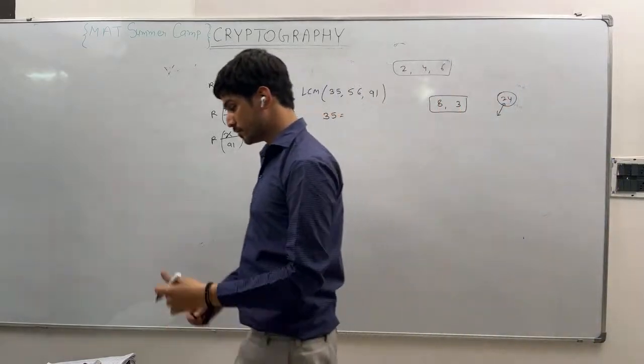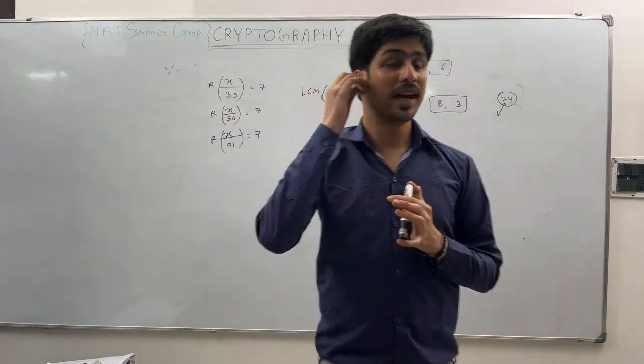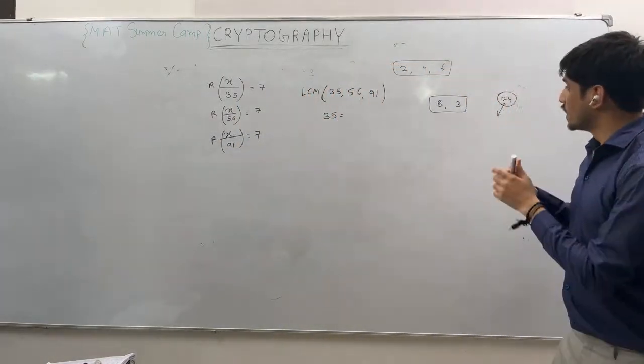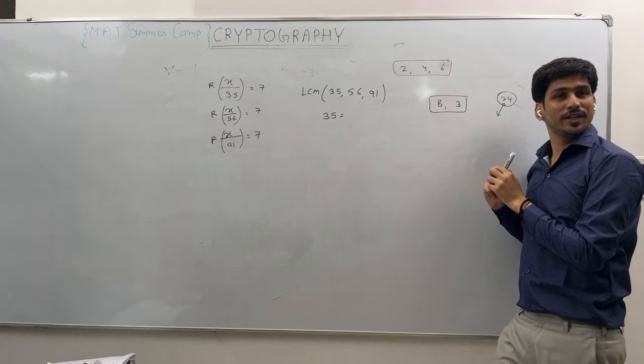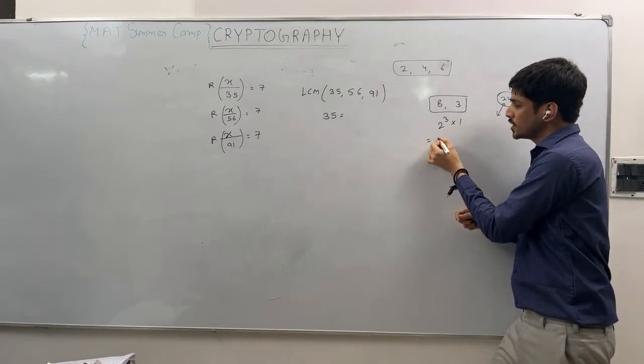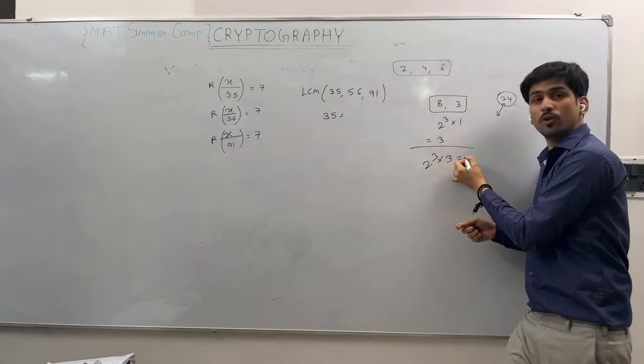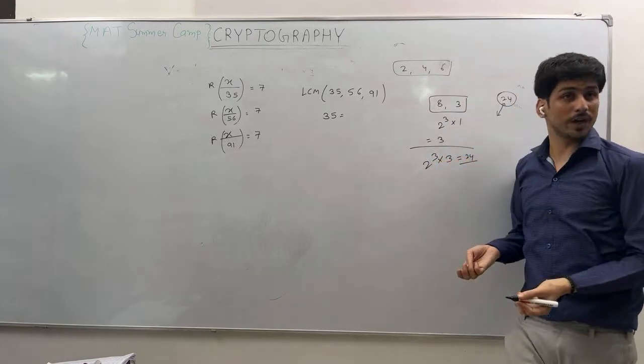What is the LCM? No. LCM, how to find? You see, how do I find the LCM of 8 and 3? 8, you can write as 2 power 3 into 1, and 3 is 3. Is there any common factor? No. If there is no common factor, I'll multiply all of them. Right? This is how we find it.